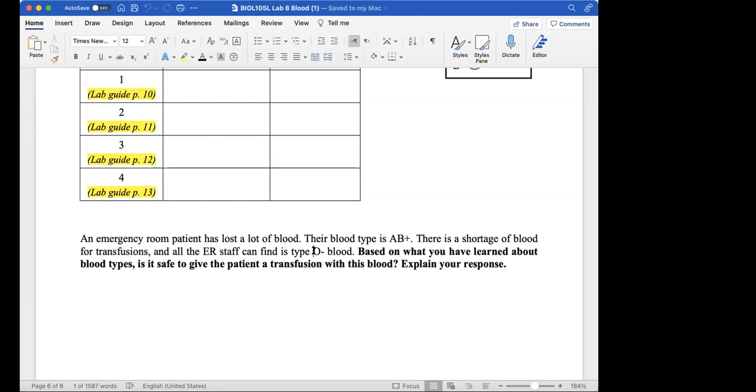Well, O negative is considered the universal donor because it doesn't have any antigens on the surface of its cells. Remember, O is our naked red blood cell. Because it doesn't have any antigens, those red blood cells can be given to anybody, because no matter what, there will be no antibodies that can grab hold of it and cause clumping. So this is a safe transfusion because O negative is the universal donor. You can give it to anybody because it does not have antigens on its surface.